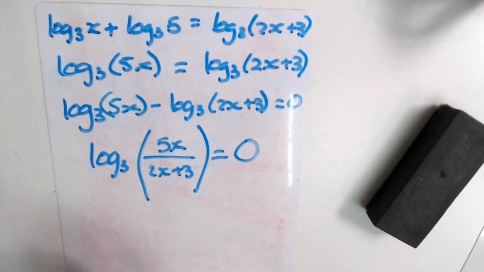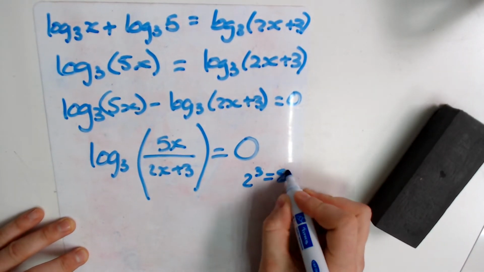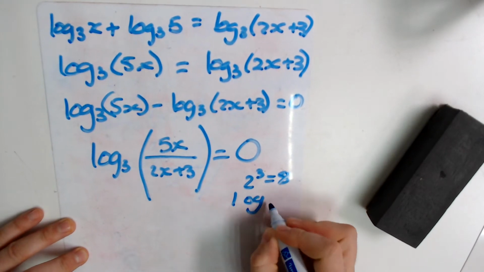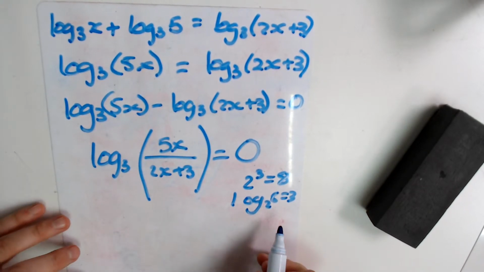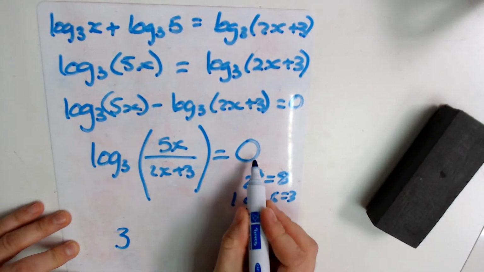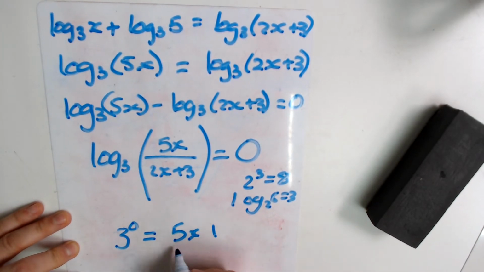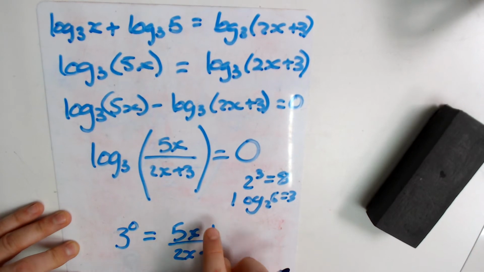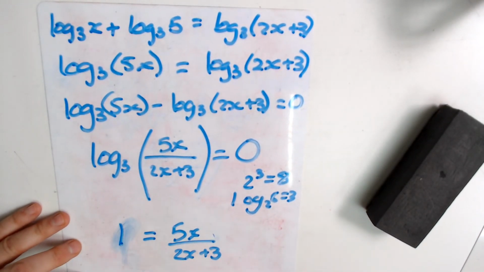Now, it might not look like it, but this is exactly the same as 2 cubed equals 8 being the same as log base 2 of 8 equals 3. So even though it's not the nicest, I can still write it in this format. So I'm going to write this as, base 3 to the power of that, which is the 0, equals 5x over 2x plus 3. 3 to the power of 0 gives me 1. So that is the equation that I've now got to solve.